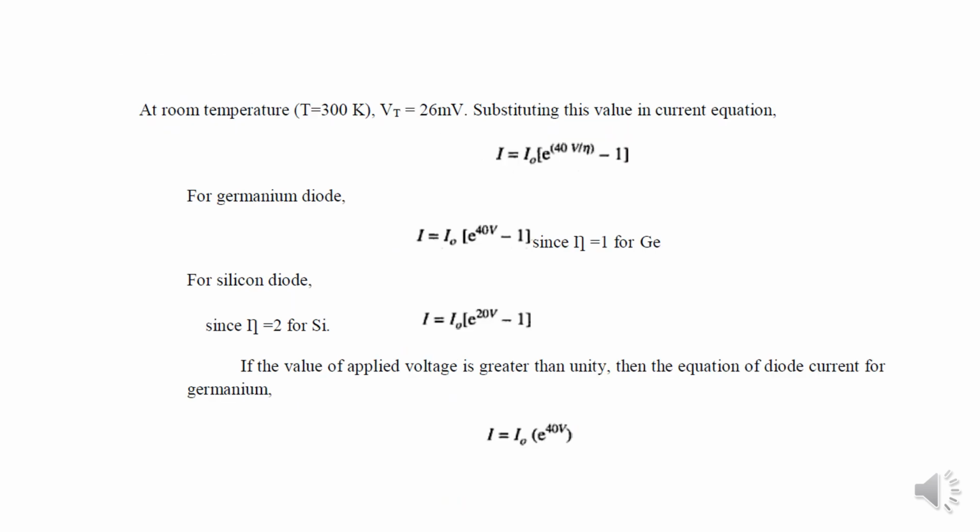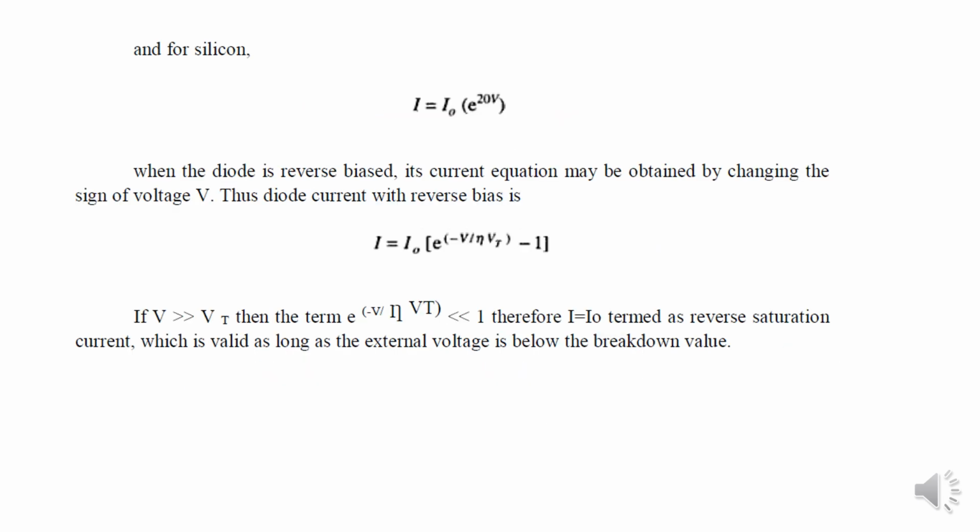At room temperature, the current can be given by I equals I0 into e power 40V by eta, minus 1. This may vary for germanium and for silicon, depending upon the material doped into the PN junction diode. If the applied voltage is greater than unity, the diode current for germanium is given by I equals I0 into e power 40V. For silicon it again varies depending upon the material.